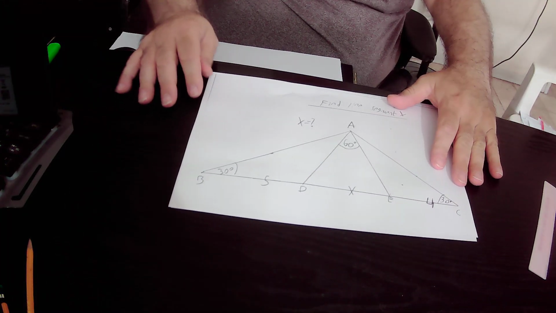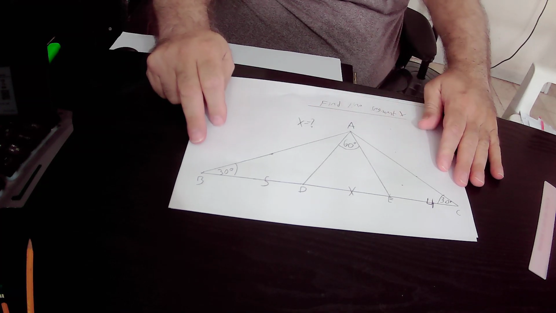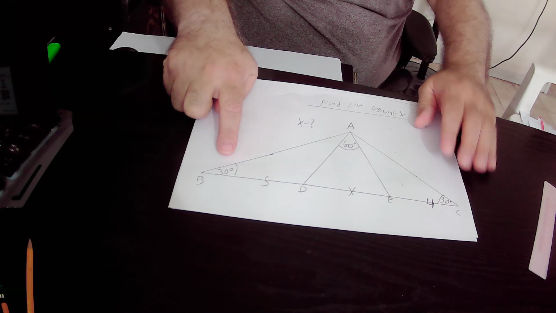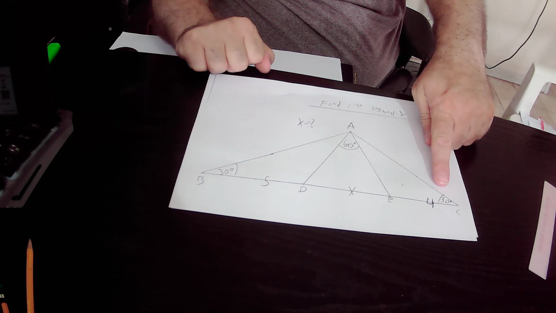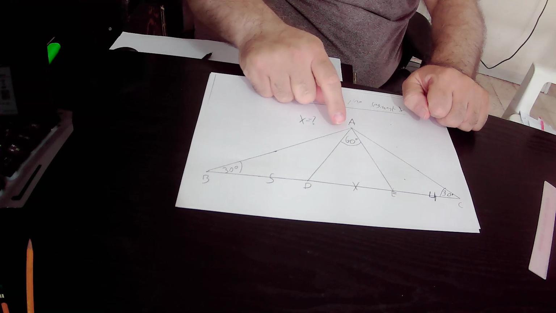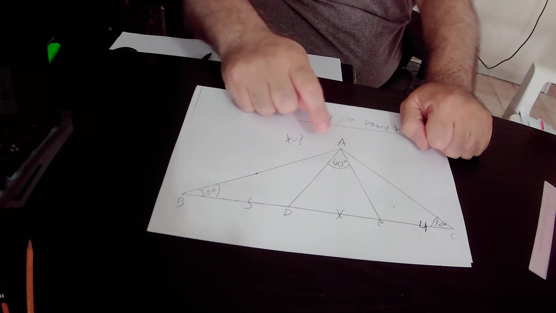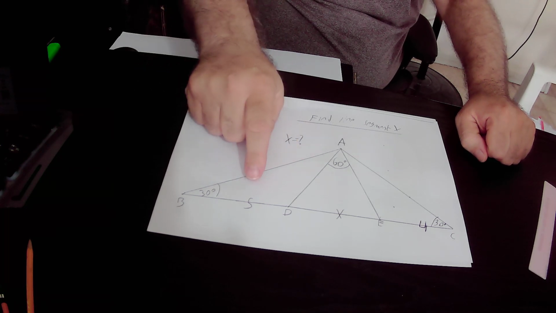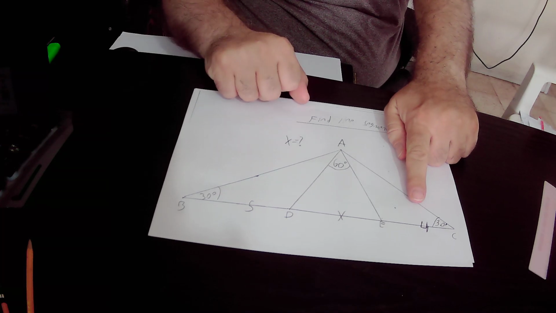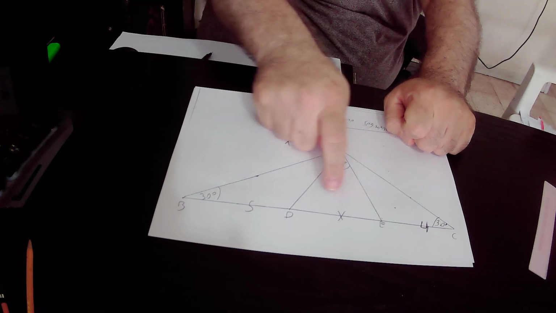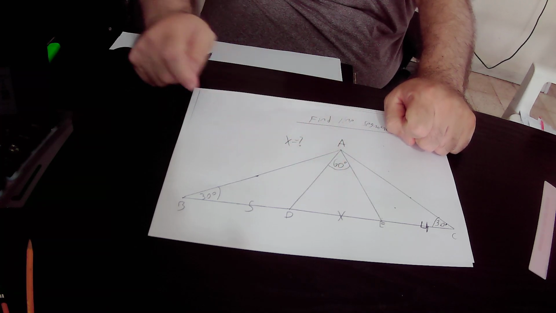In the drawing, we have triangle ABC. We know that angle ABC equals 30 degrees in its size. Angle ACB also equals 30 degrees. And we also know that angle DAE equals 60 degrees, and line segment BD equals 5 units, while line segment EC equals 4 units. And our mission is to find out the length of line segment DE that is equal to x.